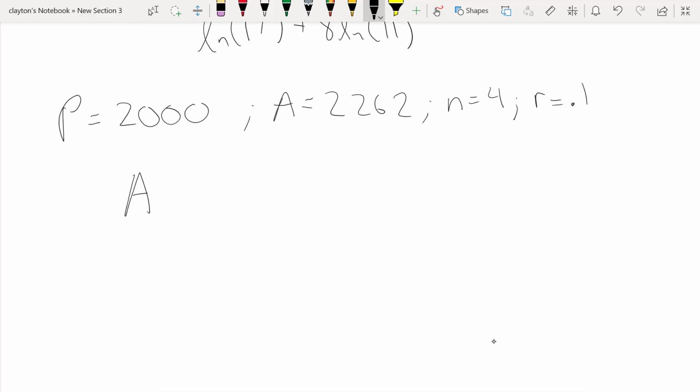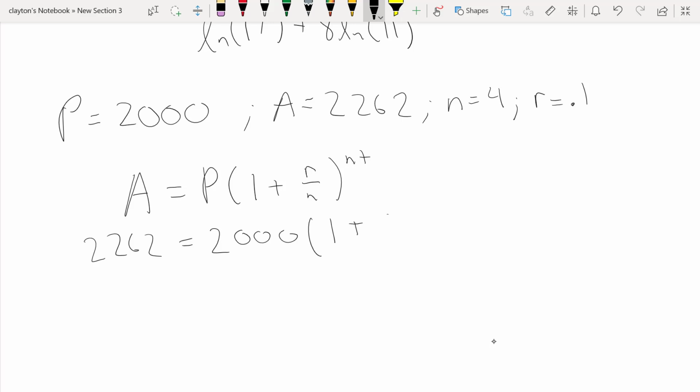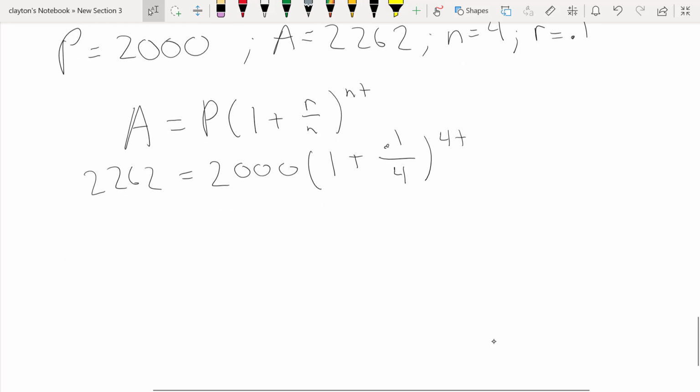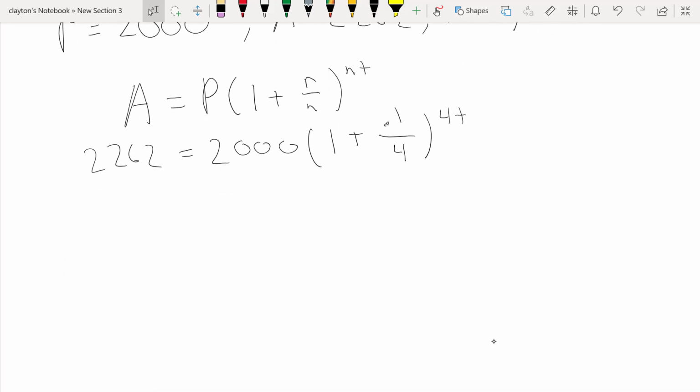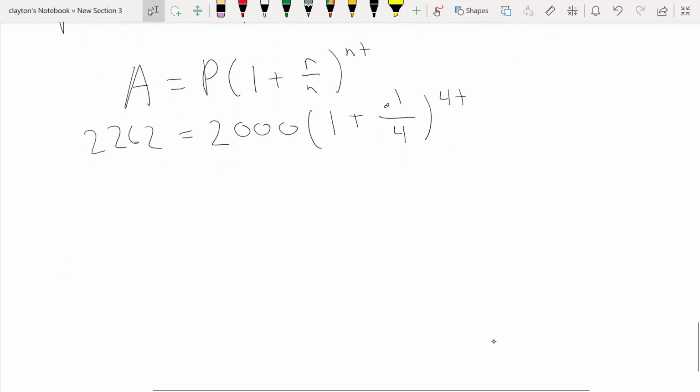So as a reminder, our equation here is 2,000. Over here is 2262, and we have 1 plus r, which is 0.1, divided by n, which is 4, all raised to the 4t. And so now we just need to solve for t, right? So let's go ahead. Well, first thing is we can bring the 2,000 over.